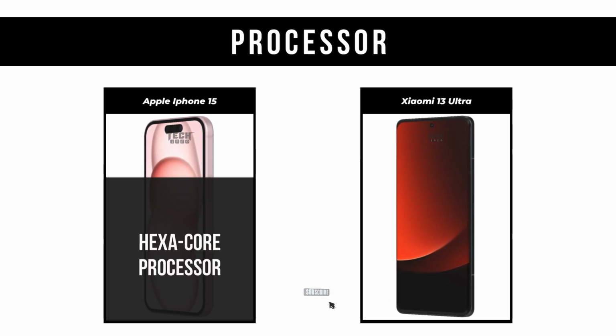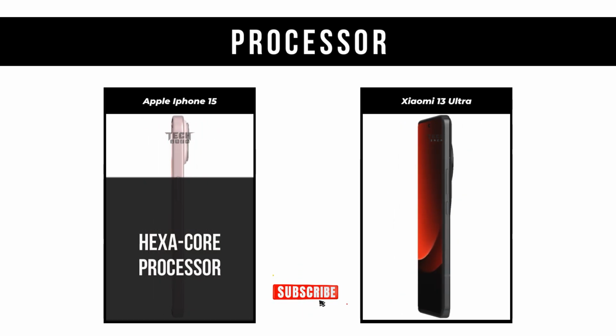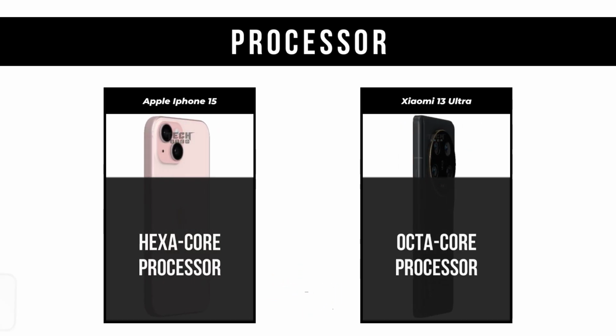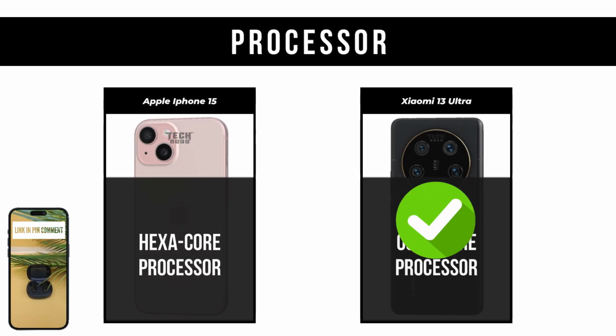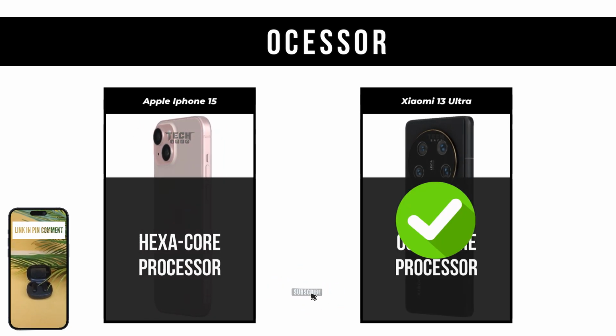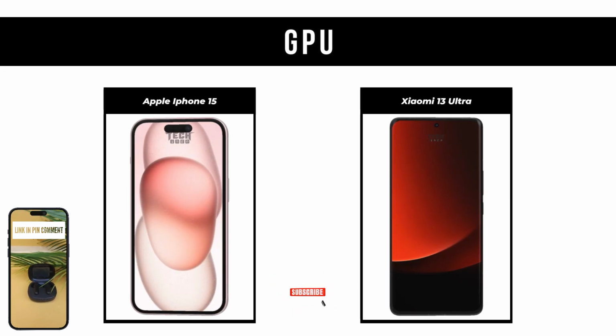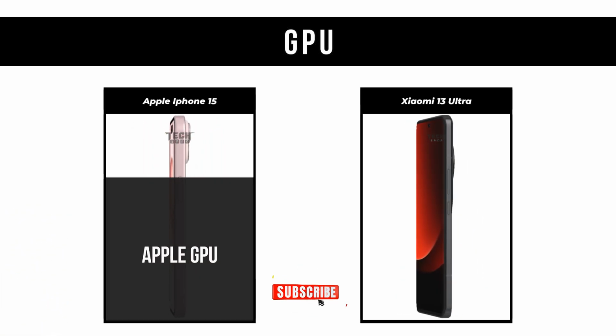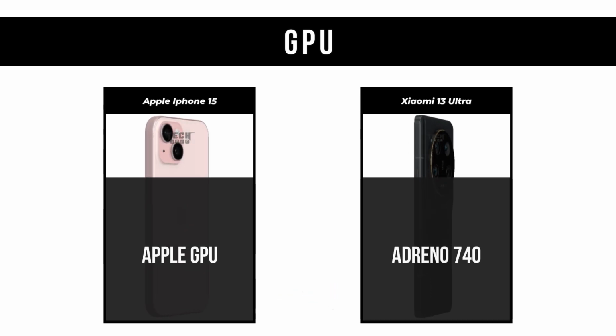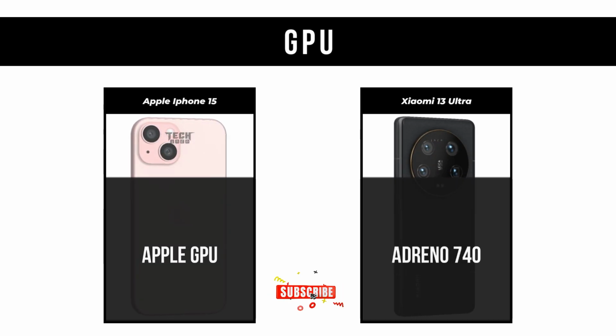Processor. Apple iPhone 15 is Hexacore processor. Xiaomi 13 Ultra is Octa-core processor. GPU. Apple iPhone 15 is Apple GPU. Xiaomi 13 Ultra is Adreno 740.